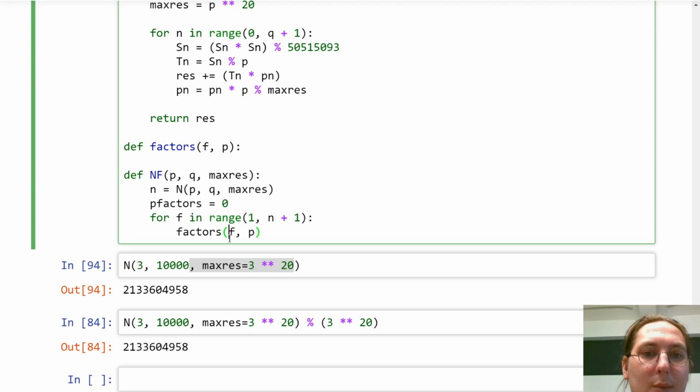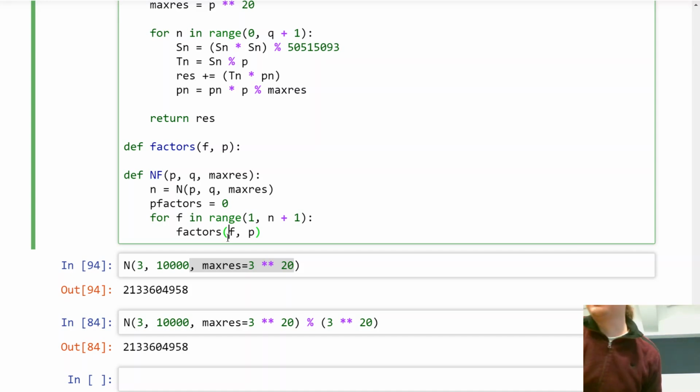N comma p. Well, he says f. No, you have n. By calling the first time you need to fill in n. And not p factors plus. No, you don't need them.